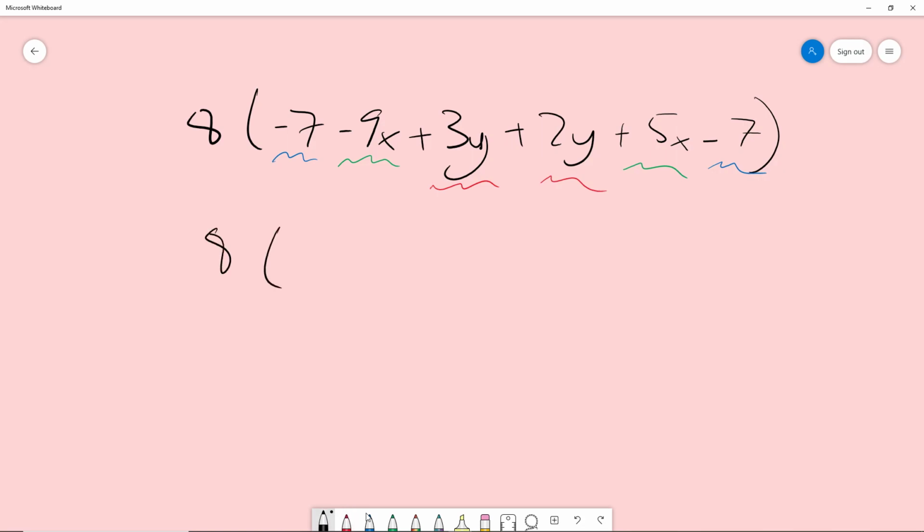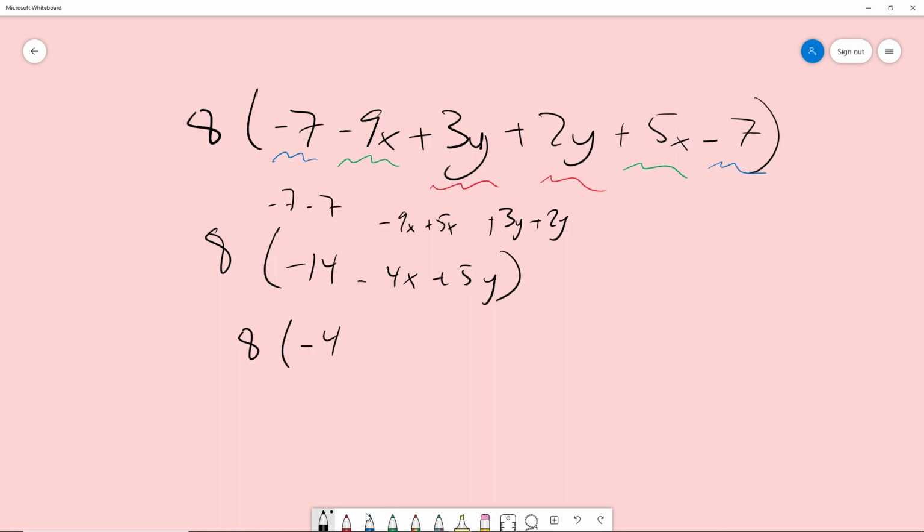We got an 8 out in front. -7 and -7 were my numbers. That gives me a -14. -9x and positive 5x gives me a -4x. Opposite signs always subtract and keep the sign of the larger. And then a positive 3y and a positive 2y gives me a nice positive 5y. I'm going to reorganize this. In general, you want to have your variables first, if you can, even in alphabetical order, and then your numbers at the end. Then we're going to multiply in.